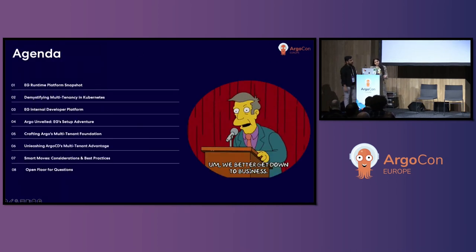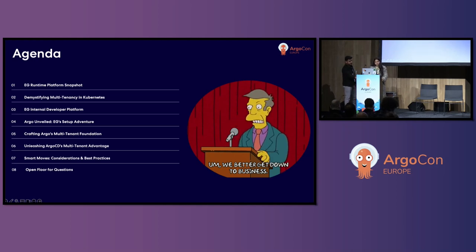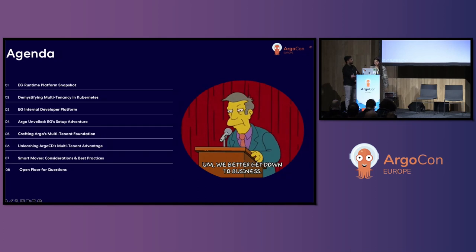A quick look at the agenda for today. We're going to talk about EG Runtime Platform. Runtime is also the name of our team. We would try to demystify multi-tenancy in Kubernetes. We'll take a look at the internal developer platform flow and some look at the EG setup adventure, its multi-tenant foundation, some of its advantages, best practices, and in the end, we'll leave an open floor for questions.